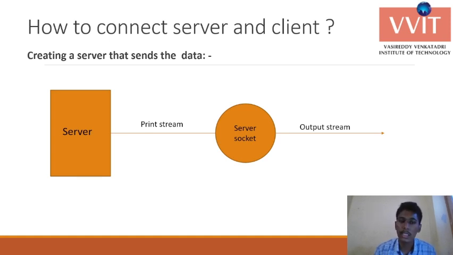Let us just understand the server. Here we connected the server socket with a print stream, where the print stream allows the server to send the data to the server socket, and the server socket will eventually send the data to the client side. So this is what happens on the server side.